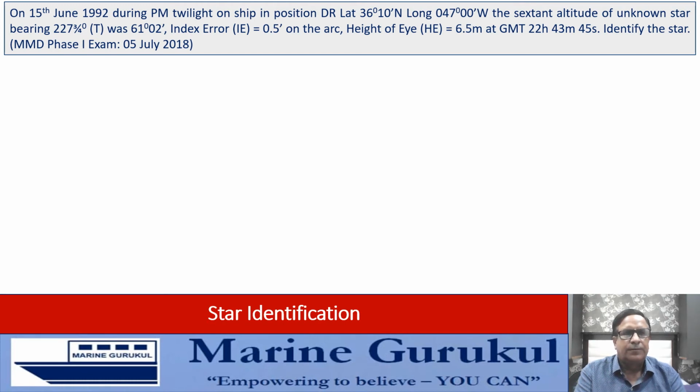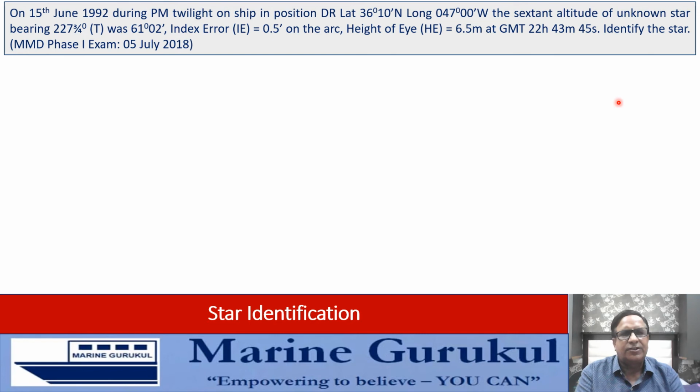Mate Phase 1. On 15th June 1992, PM twilight on ship in position DR, latitude 36 degrees 10 minutes north, 47 degrees west, sextant altitude of unknown star bearing 227.75 degrees true was 61 degrees 2 minutes. Index error 0.5 minutes on the arc. Height of eye 6.5 meters. At GMT 22 hours 43 minutes 45 seconds. Identify the star.